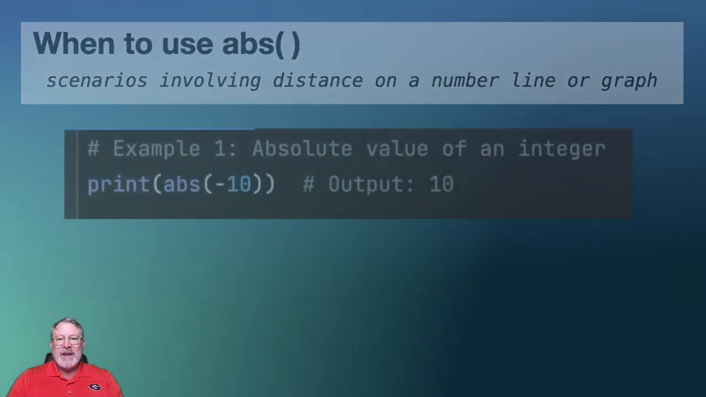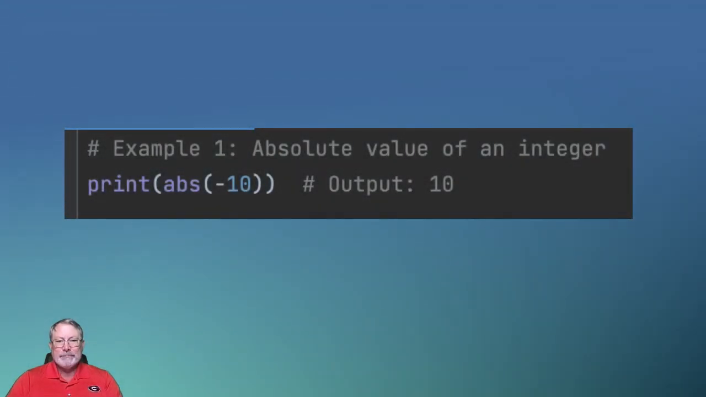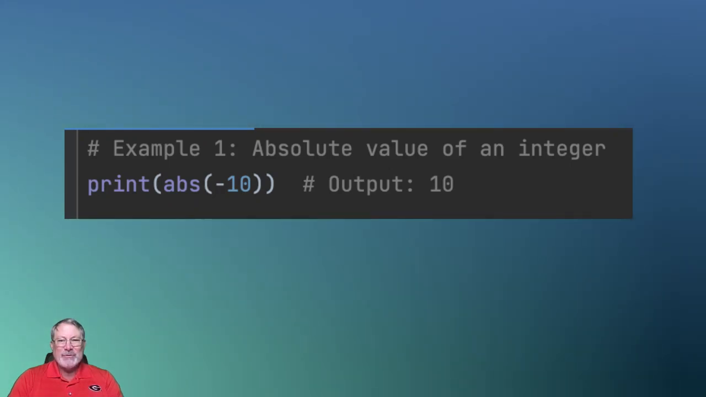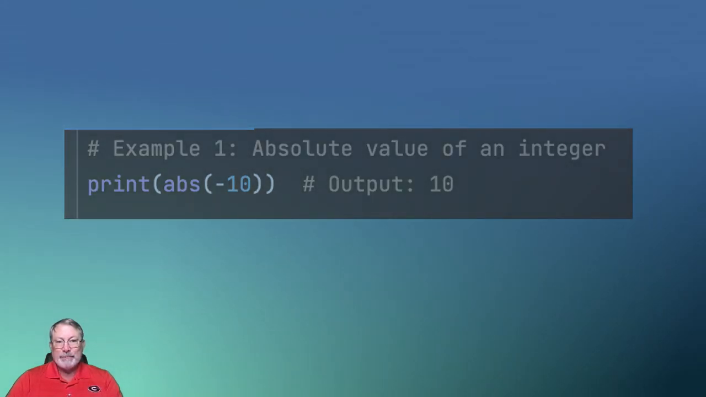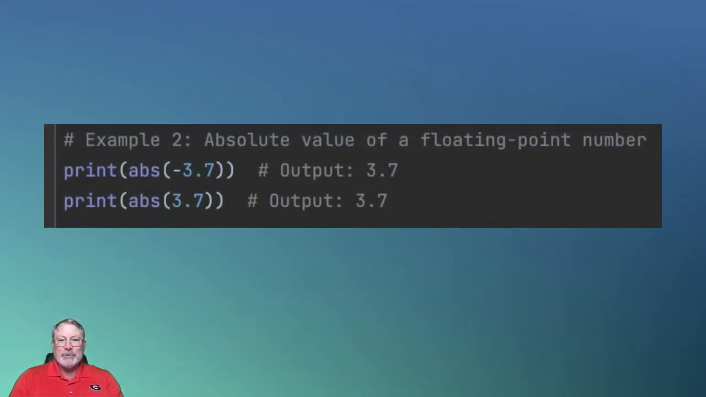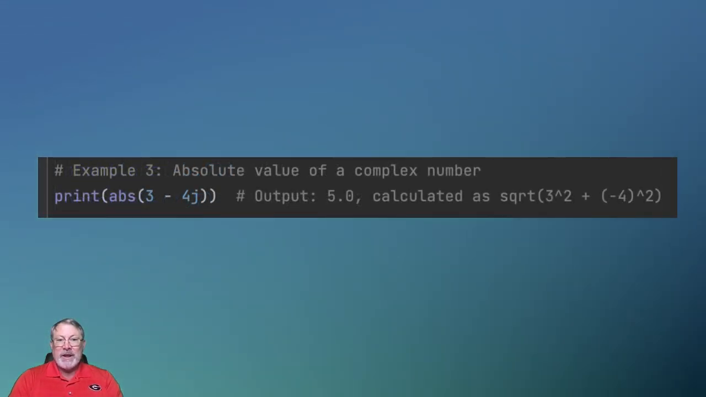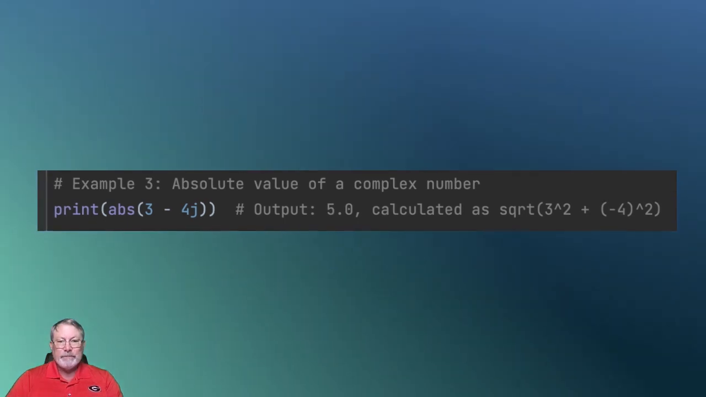Let's go through a few examples to see abs in action. Here we use the abs function to get the absolute value of an integer. In example 2, we show how abs can be used with a floating point number. And finally, in our third example, we see how we can use abs on a complex number, resulting in the actual distance from the origin.